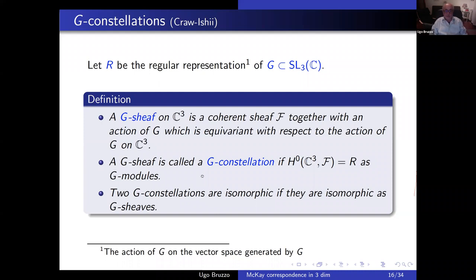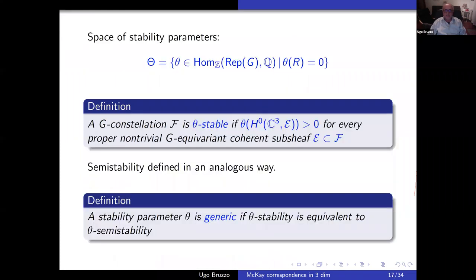And first, and this is standard notation, a G-sheaf on C3 is a coherent sheaf together with the G action, which covers the action of G on the space C3. Okay, so we have an equivariant G-sheaf. We call it a G-constellation if its space of global sections, which of course is a representation of G, is isomorphic as a representation to the regular representation. Okay, so a G-constellation is a G-sheaf whose global sections are the regular representation. And you say two G-constellations are isomorphic if they are isomorphic as G-sheaves. Okay, so we have this notion of G-constellation. And we have a notion of stability for G-constellations.